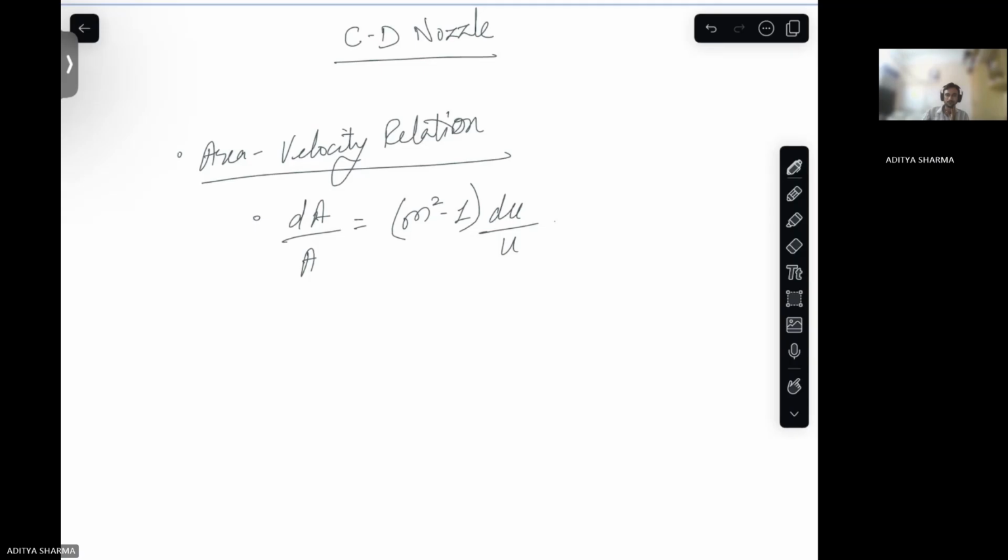relation is saying. The same way, if you see subsonic, so if M is less than 1, in that case, M square minus 1 will be negative. If it is negative, in that case, if you see dA if increases, or say dA is, let's say again reducing a converging duct. So previously I said dA is reducing, for that mistakenly I said, I believe divergent duct, but I meant convergent duct.